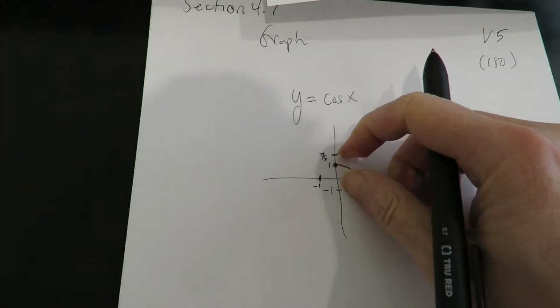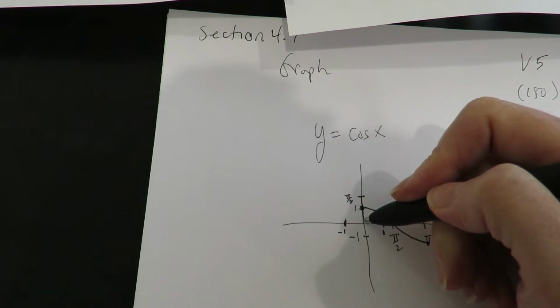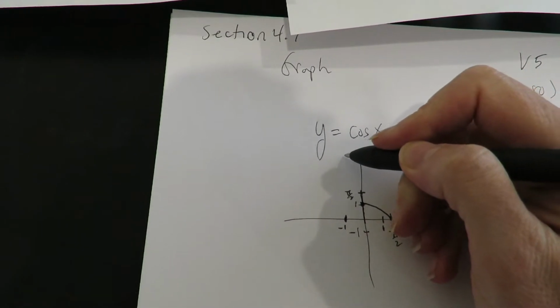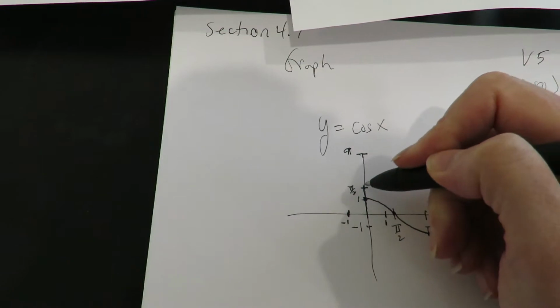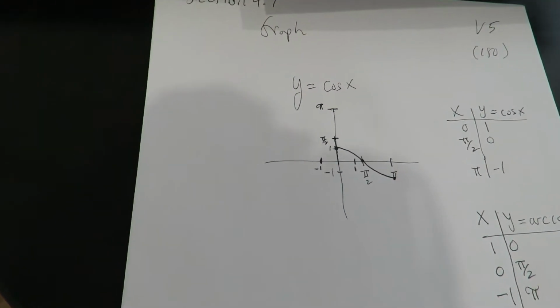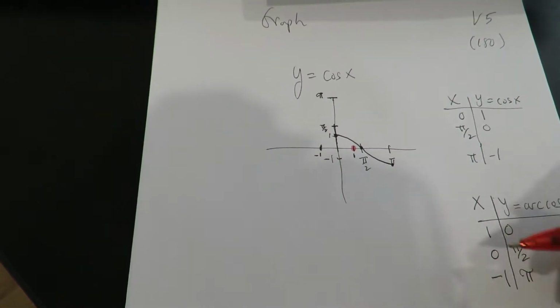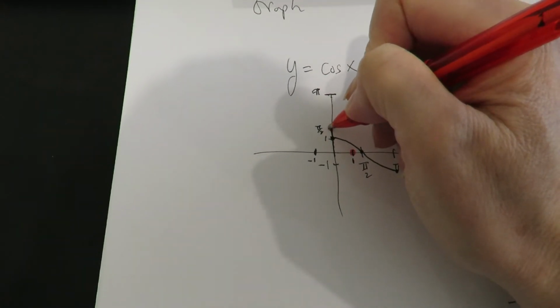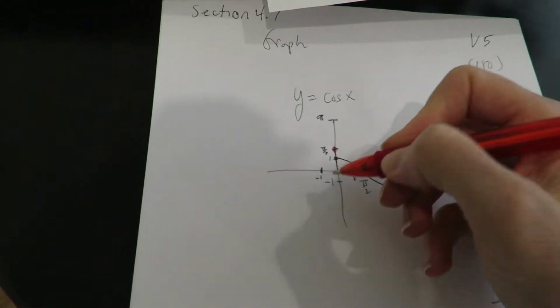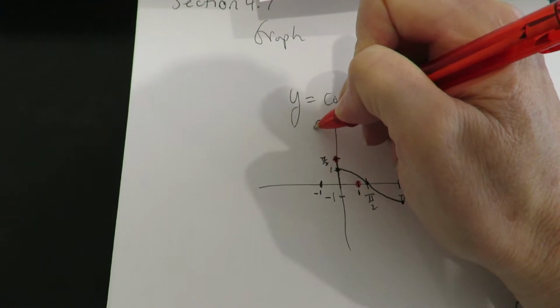Now if this whole length is pi over 2, then pi would be twice that length, up here. Alright, now let me put my points. 1, 0. I'm trying to talk out loud how you think about it. 0, pi over 2, negative 1, pi.